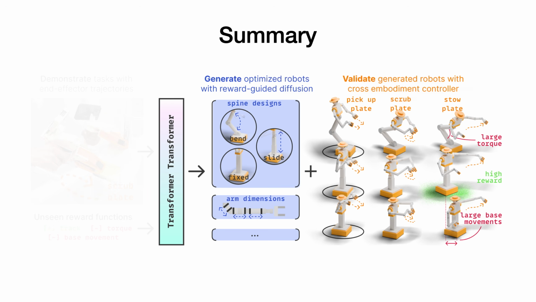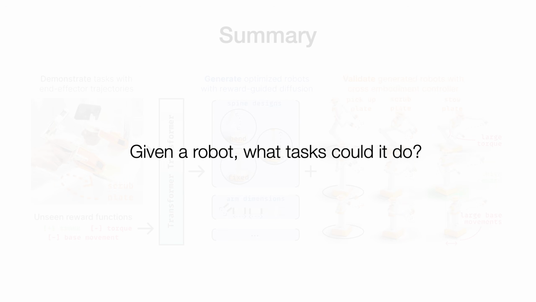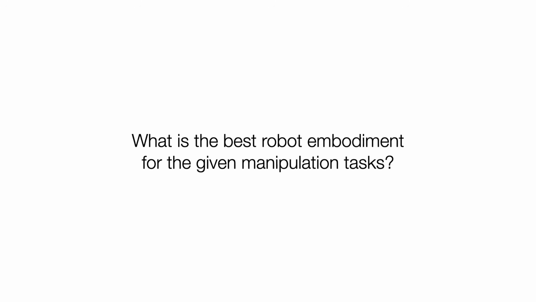This process puts the manipulation task front and center. Instead of starting with the robot, then asking what tasks it could do, our framework flips this question on its head. Starting with the tasks themselves, it then asks what is the best robot for the given manipulation tasks.